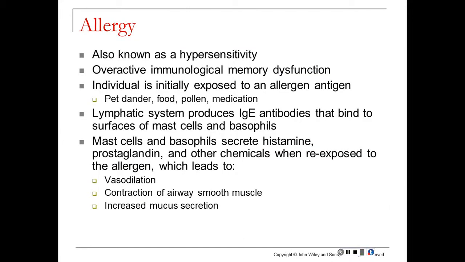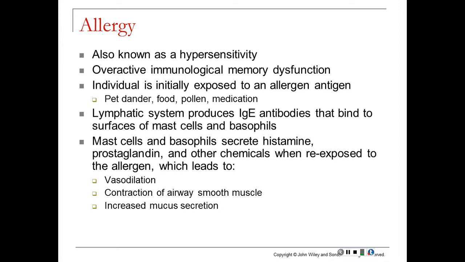Let's talk about allergies. Allergies are also known as hypersensitivities. This is an overreaction, actually a dysfunction, of your immunological memory. The individual is initially exposed to an antigen, such as pet dander, food, pollen, medication, peanuts, whatever, and the lymphatic system is going to produce IgE antibodies that bind to the surfaces of mast cells and basophils. Those mast cells and basophils secrete histamine, prostaglandins, and other chemicals when your body is re-exposed, which leads to vasodilation, contraction of smooth muscle, increased mucus secretion, hives, whatever your allergic response may entail.